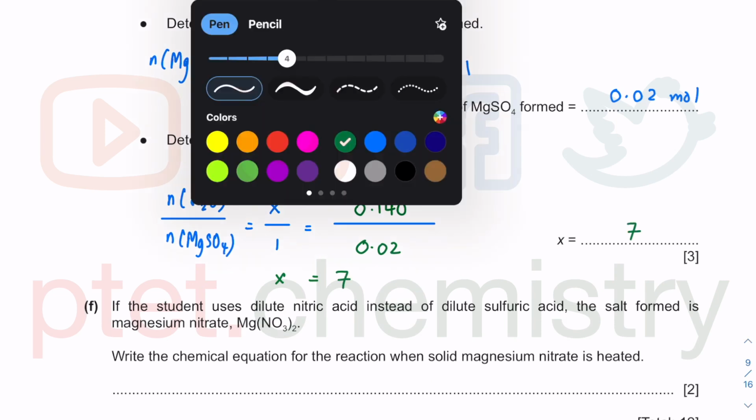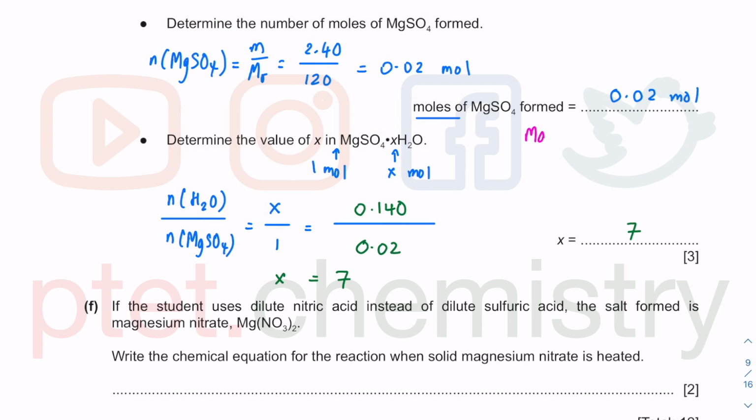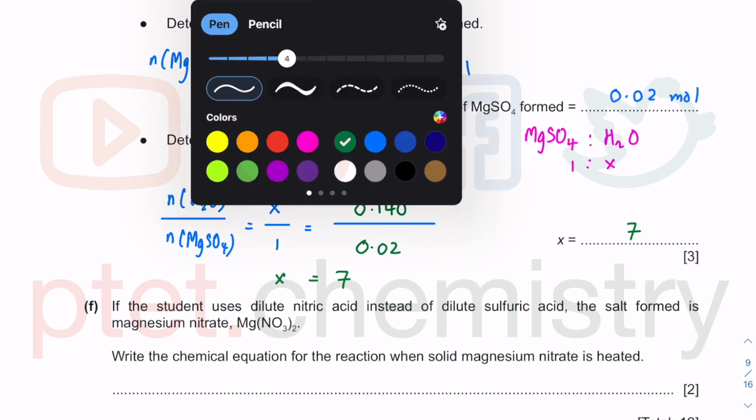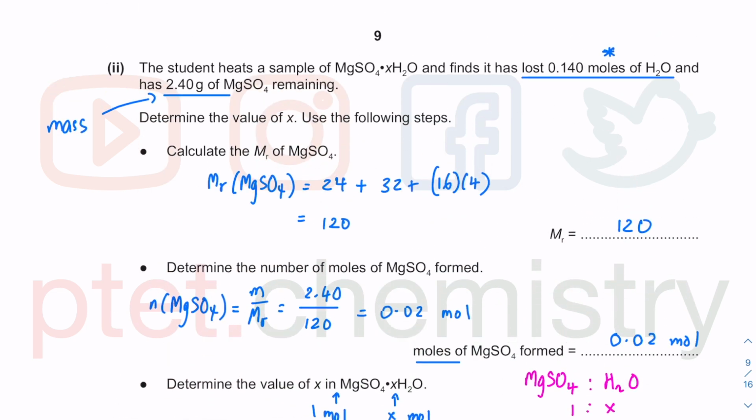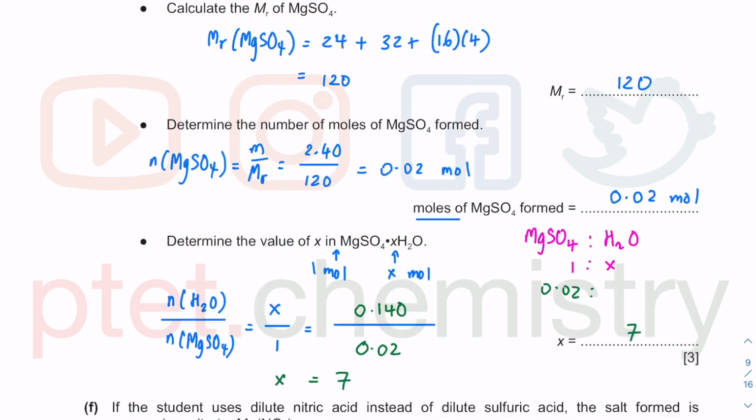Now you might not like the use of fractions. You could use the idea of ratio. MgSO4 is to H2O is 1 is to X. And then we have our 0.02 mole of MgSO4. There's our actual mole there. So I'm going to put in my actual mole, 0.02. We have lost 0.140 mole of water.